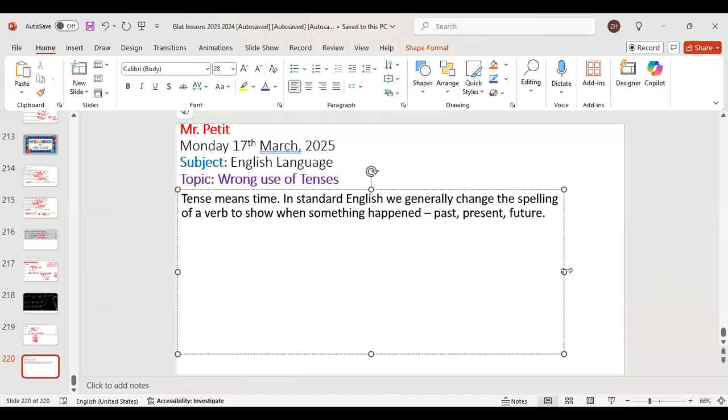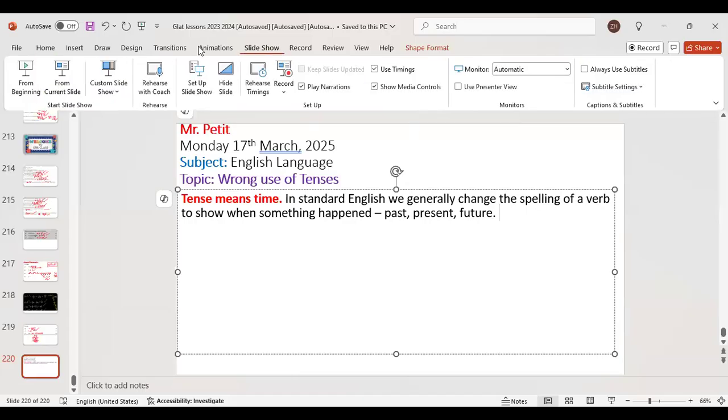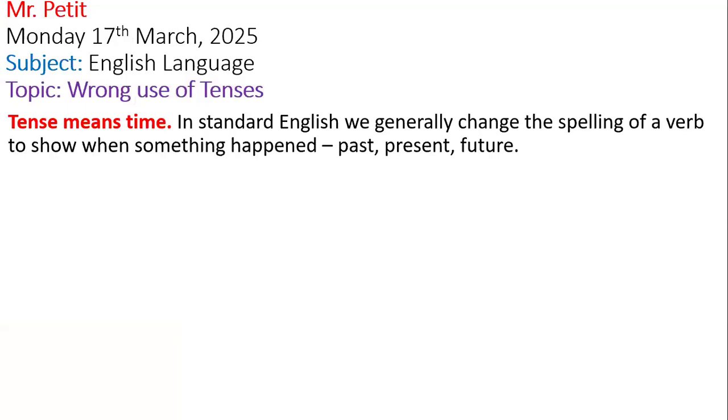Okay. So Alora, what does tense mean? Tense means time. And class, do we change the spelling of a verb when we are trying to show when something happened? Yes, sir. All right.